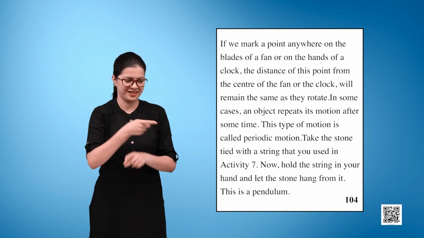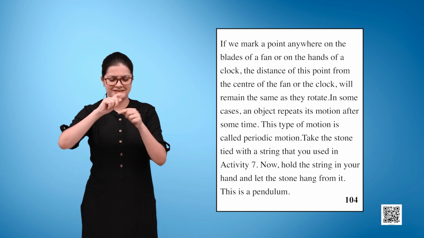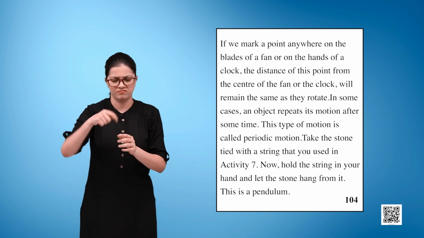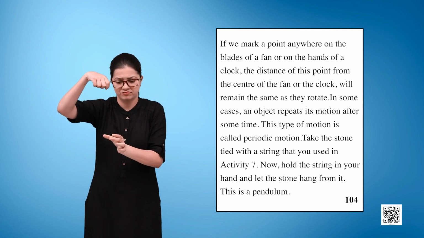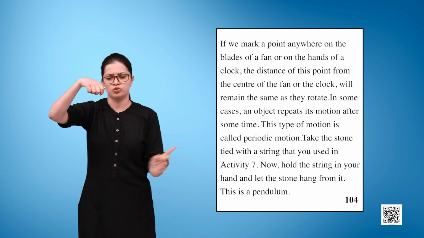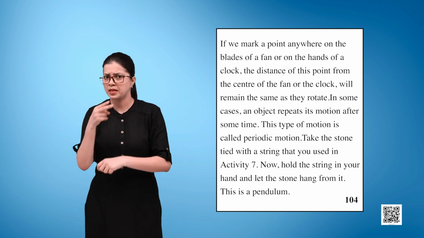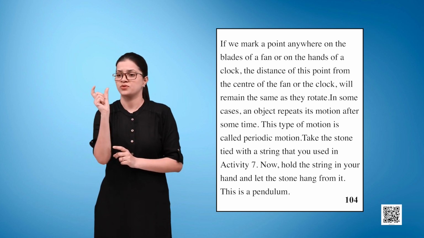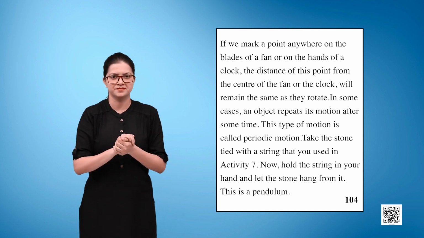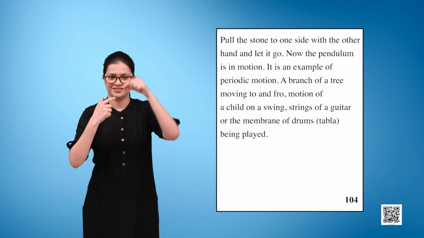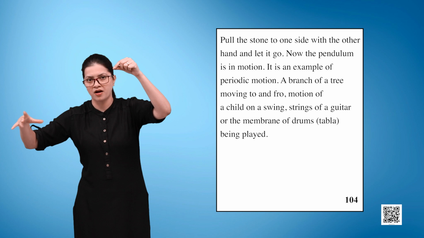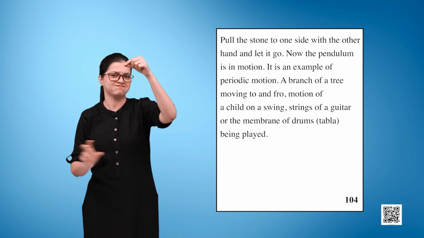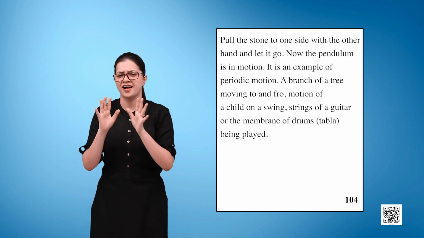Take the stone tied with a string that you used in Activity 7. Now hold the string in your hand and let the stone hang from it. This is a pendulum. Pull the stone to one side with the other hand and let it go. Now the pendulum is in motion. It is an example of periodic motion.